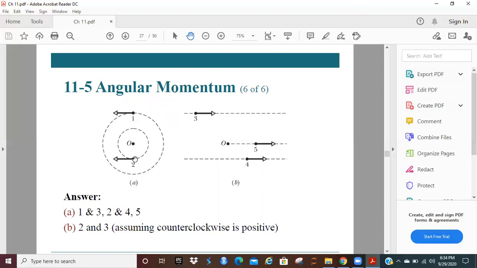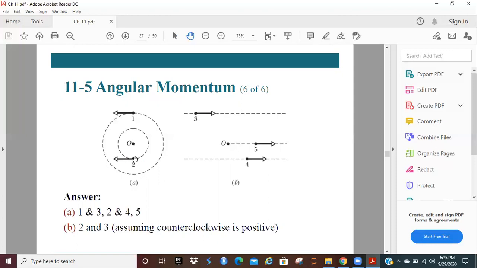If you look at this, you can use the right-hand rule and have your thumb point in the direction of r, your index finger point in the direction of the vector, which if you look at point number 1, your thumb would follow from O to 1, your index finger would point out to the left, and that means your palm would be up. That indicates a positive angular momentum.